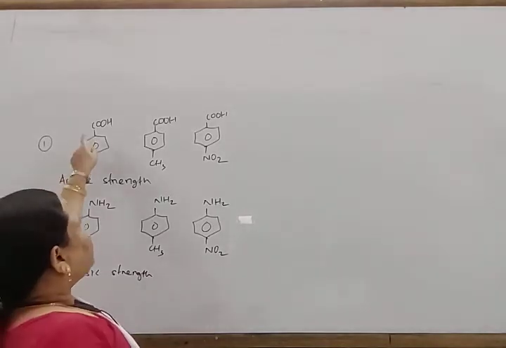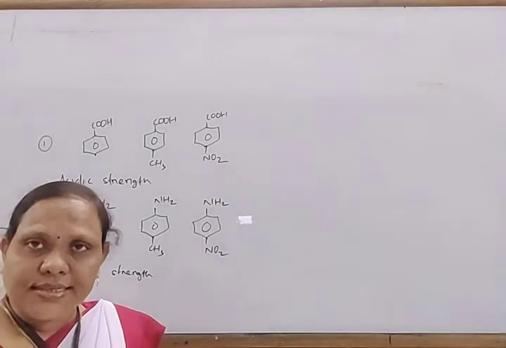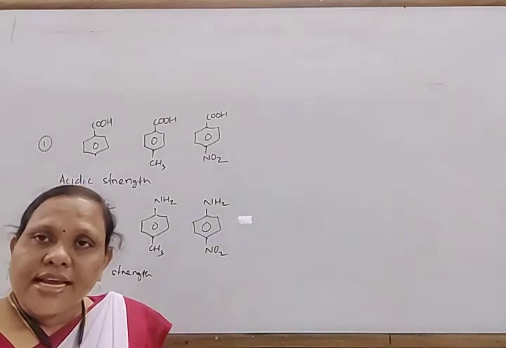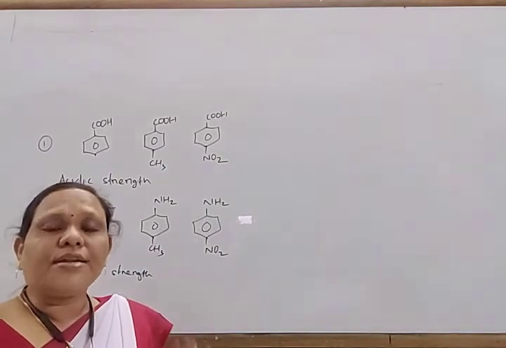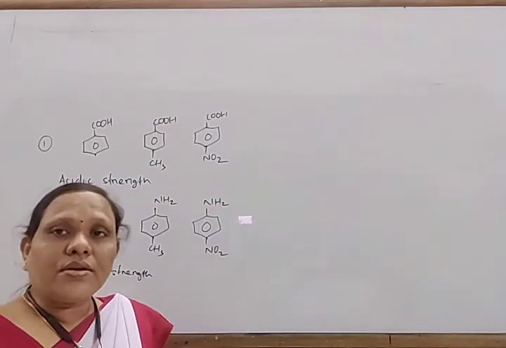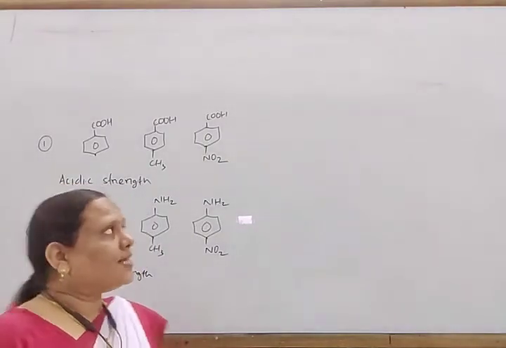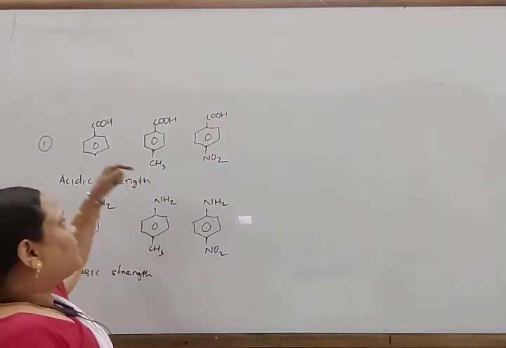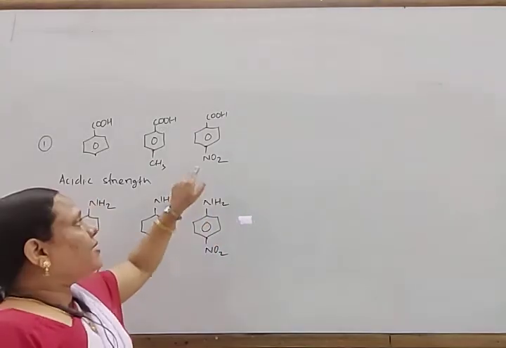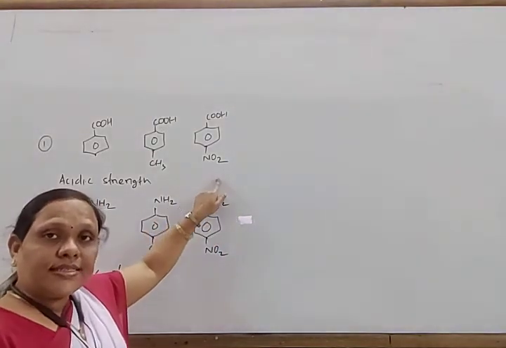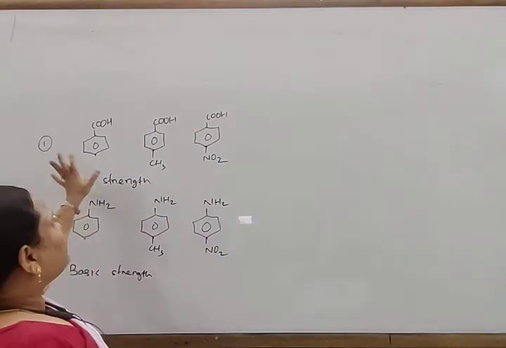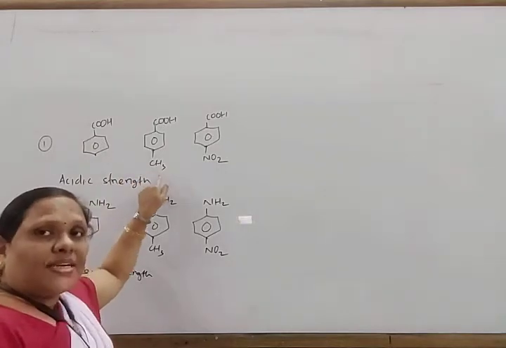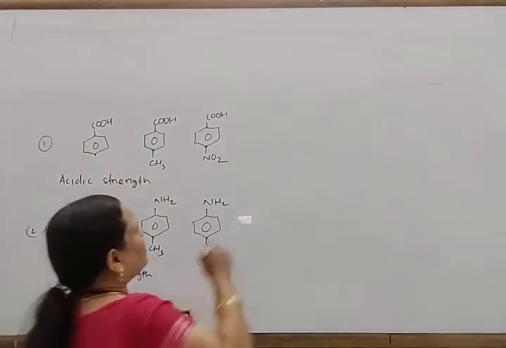Look here, that is COOH, due to the presence of the carboxylic acid group, this is acidic in nature. We know that the presence of a plus I effect decreases the acidic strength, while the presence of a minus I effect or minus I group increases the acidic strength. Here CH3 has a plus I effect because it is electron releasing, so it releases electrons, and NO2 has a minus I effect, so it increases the acidic strength. If you compare between these three, due to the presence of the CH3 group, the acidic strength decreases.